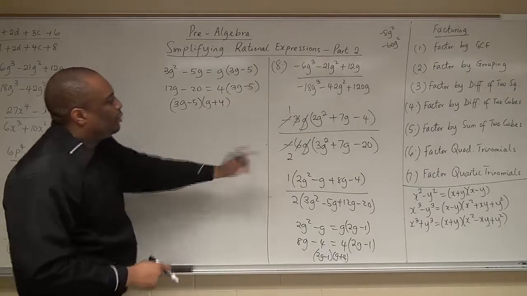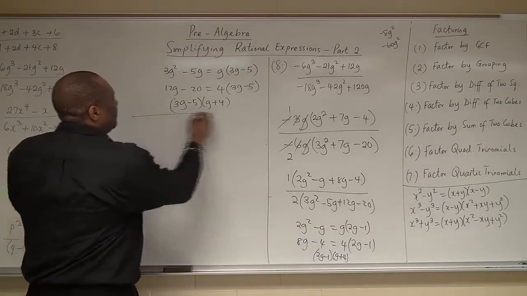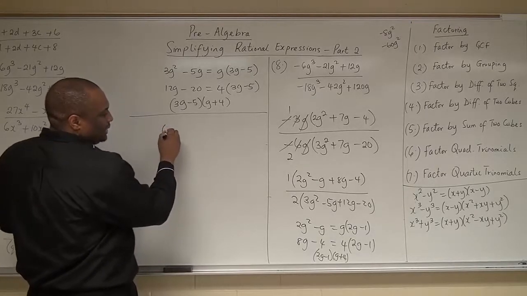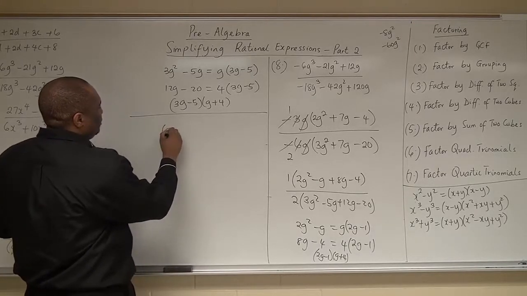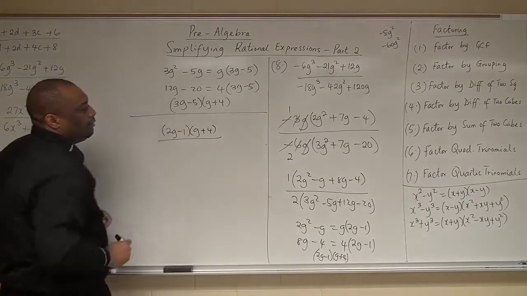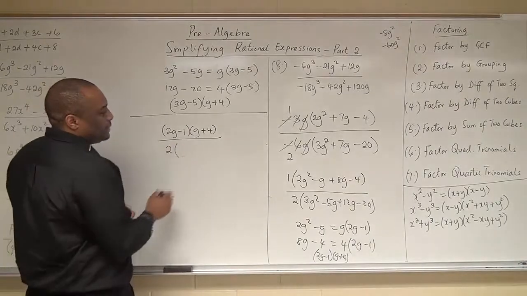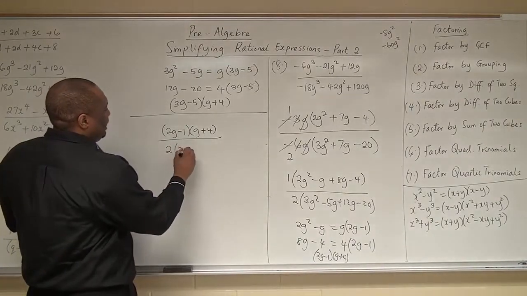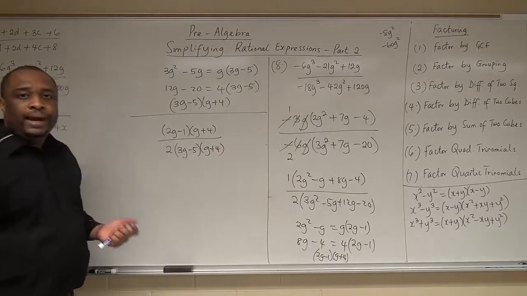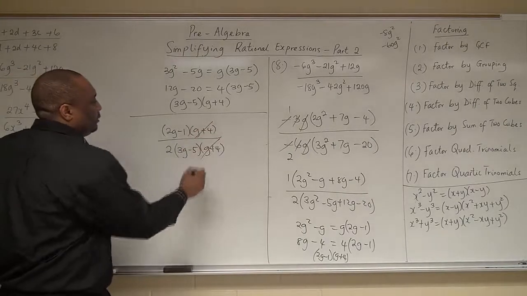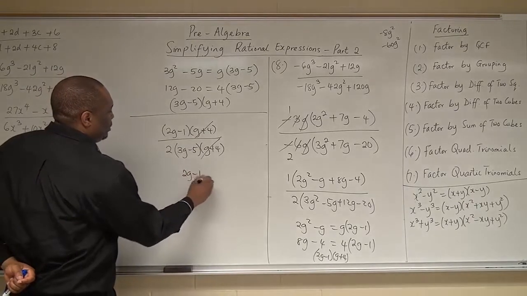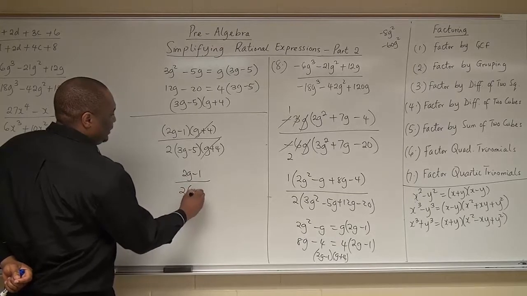Okay, folks, what do we have now? So this will now be 1 times that will give us that anyway. So this is 2g minus 1, 2g minus 1 times g plus 4, all over 2 times 3g minus 5 times g plus 4. Right? So g plus 4 divides g plus 4. That is 1. So we now have 2g minus 1 over 2 times 3g minus 5.